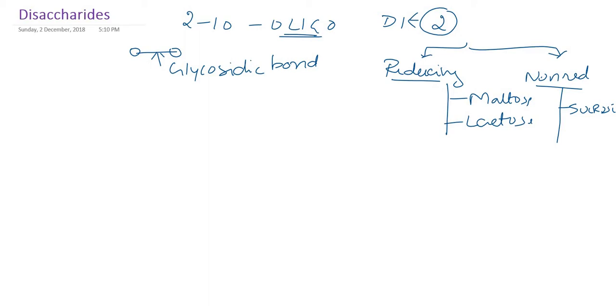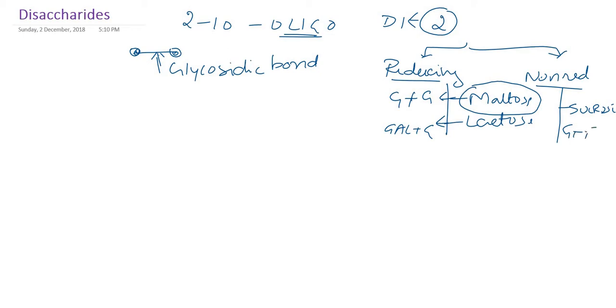So we know that two monosaccharides join together by a bond called glycosidic bond. Let me explain how this glycosidic bond is formed. We will take two sugars. Maltose is a disaccharide made up of glucose and glucose, 2 glucose. Lactose is a disaccharide made up of galactose and glucose. Sucrose is a disaccharide made up of glucose and fructose.